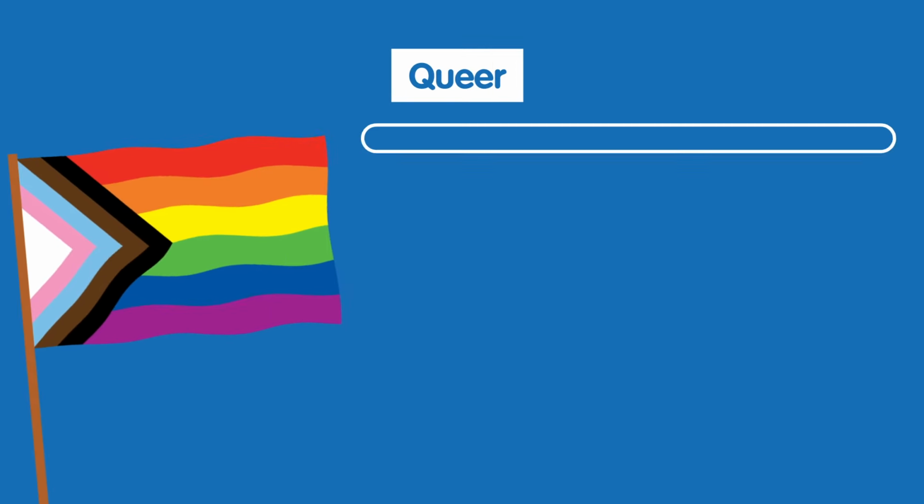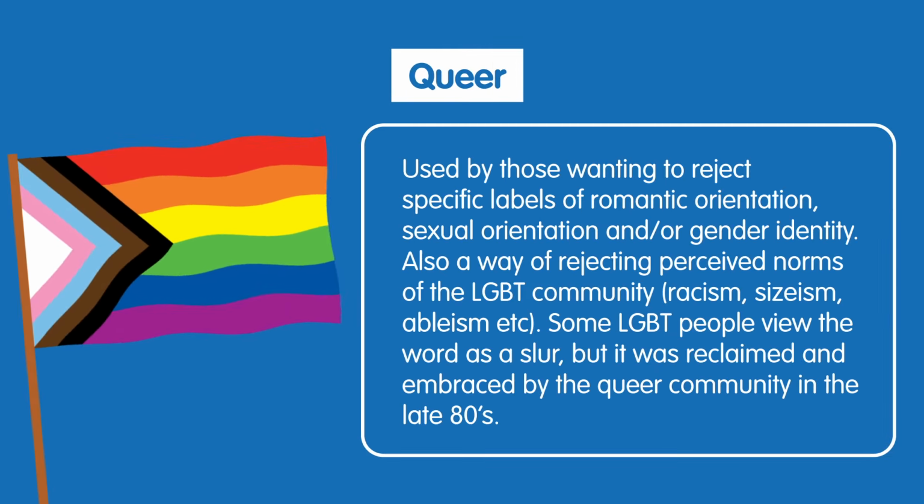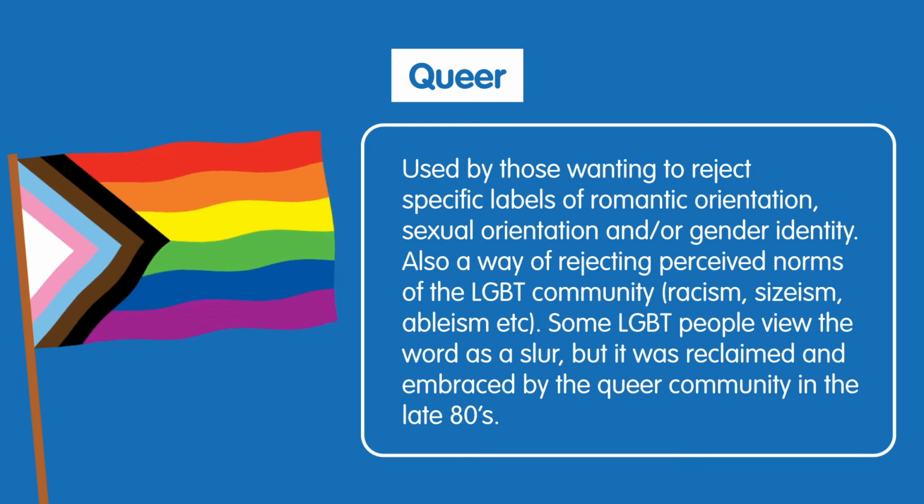The word queer is often used as an umbrella term to reject specific labels of romantic orientation, sexual orientation, or gender identity. It's a way of rejecting perceived norms of the LGBT community, and can be used to just say that you feel differently to just heterosexual or cisgender.